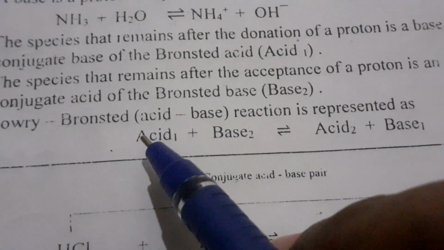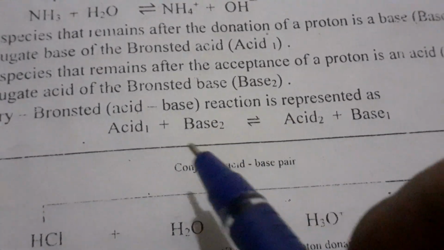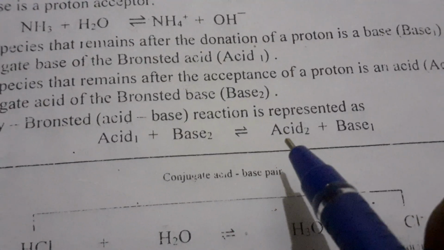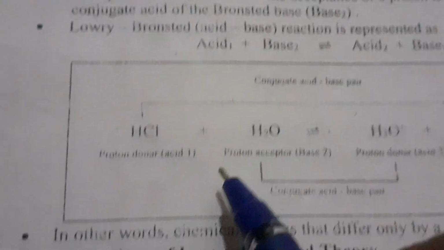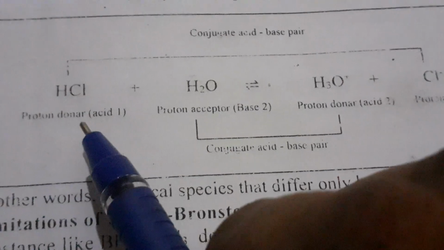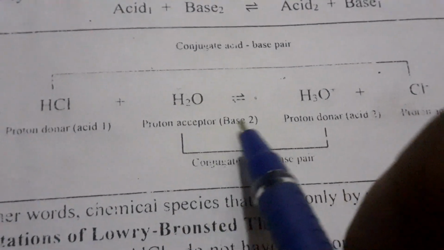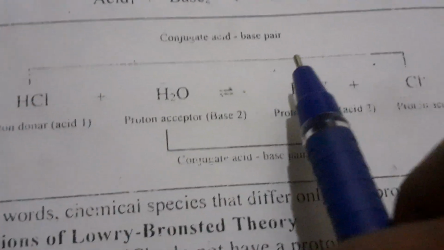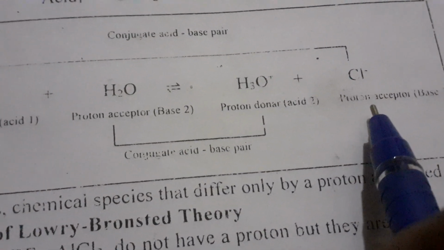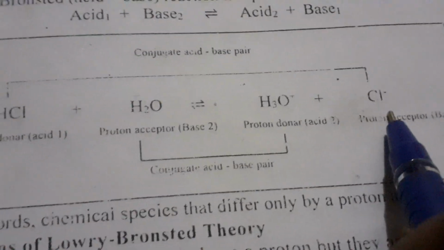ஸோ Lowry Bronsted acid base reaction is represented like this. If an acid 1 reacts with base 2 gives acid 2 plus base 1. So example, here a proton of an HCl acid is donated to this water. That's why Cl minus ion is remaining. So this is the Bronsted base, that is proton acceptor மாறுது.